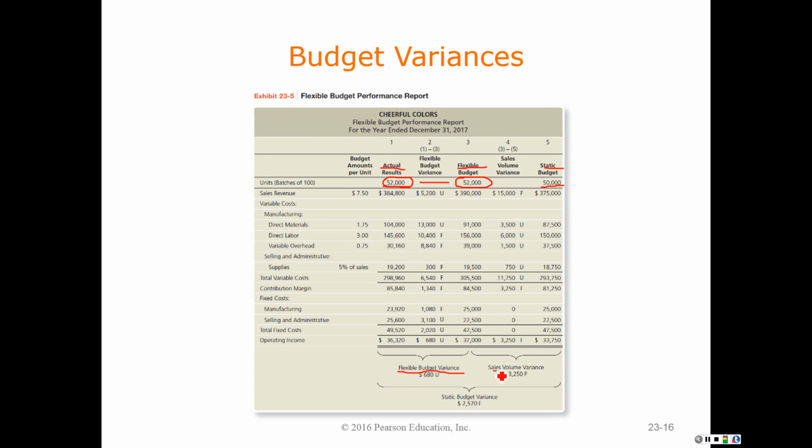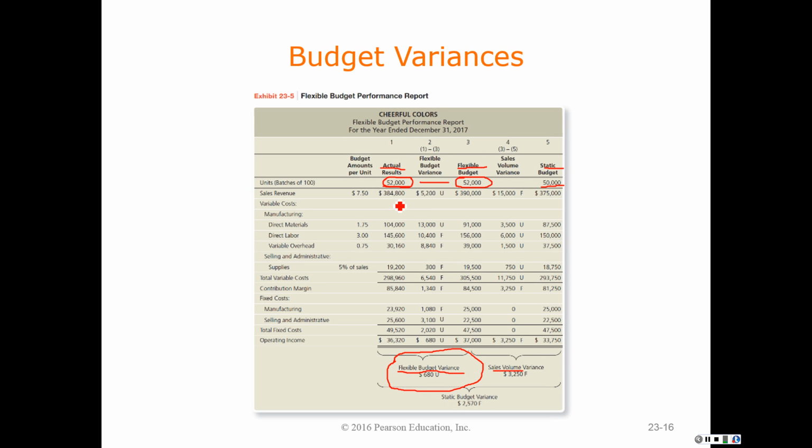Now, the sales volume variance, on the other hand, simply takes a comparison. This is what I should have spent on 52,000 units, and this is the budget that I actually prepared, and here's my difference. It's only based on volume, and so we can't really use that to make wise business decisions. So what we want to focus on is here. How can I determine what caused the $680 unfavorable variance? And we would work our way down.